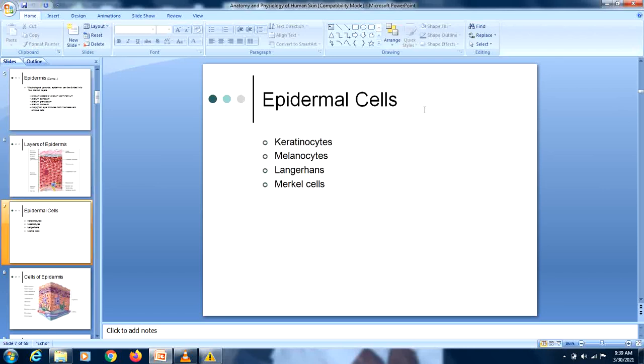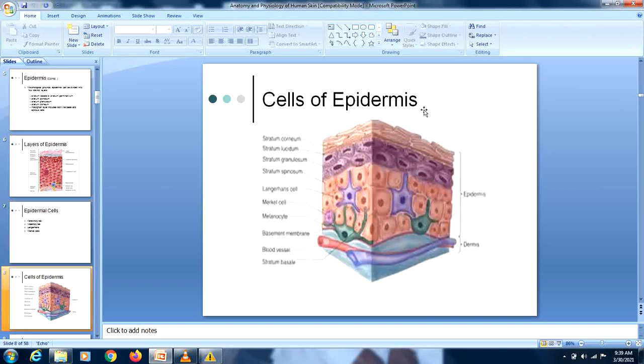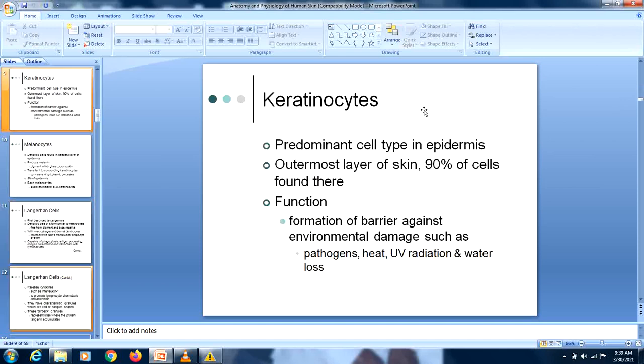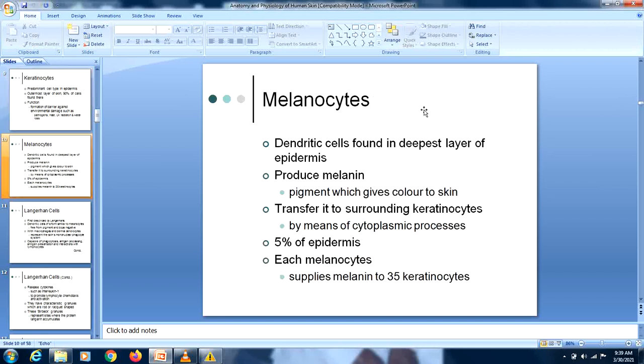Now, regarding the cells which are present in the epidermis, the most important are the keratinocytes, melanocytes, then Langerhans cells and Merkel cells. Regarding the keratinocytes, these are the predominant cell type in epidermis. Almost 90% of the cells are present in the outermost layer of skin. Their function is formation of a barrier against environmental damage such as pathogens, heat, ultraviolet radiation and water loss.